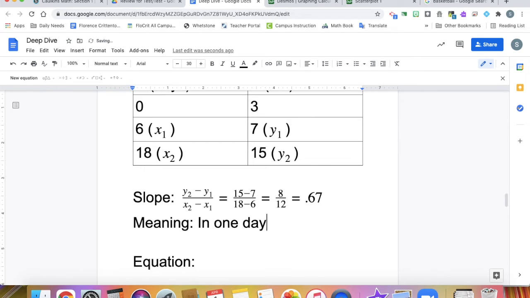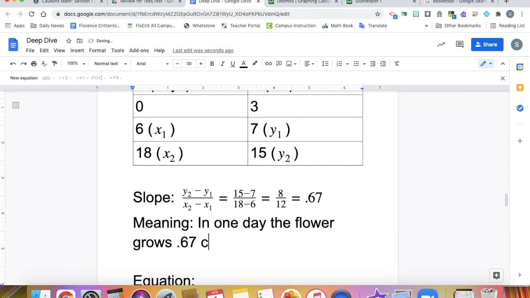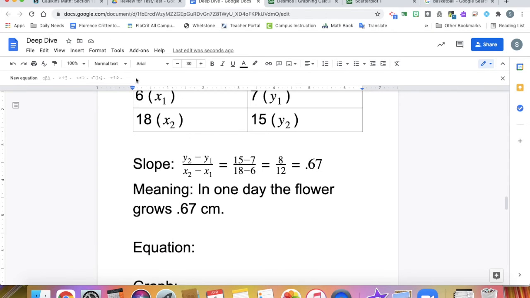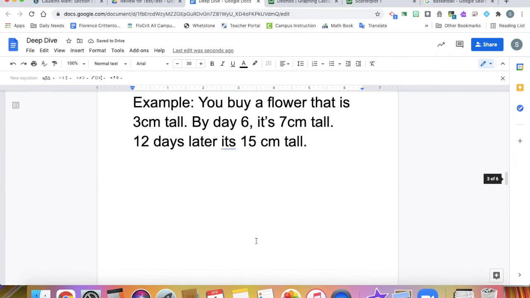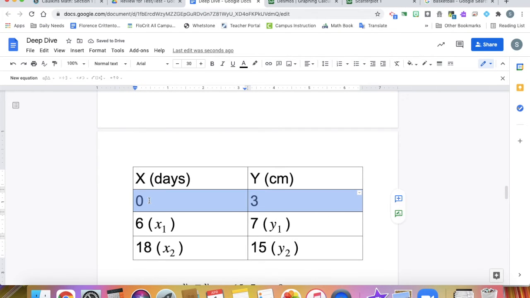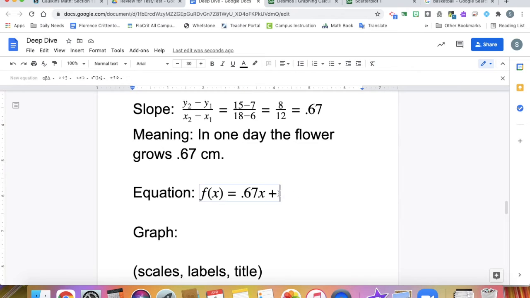In one day, the flower grows 0.67 centimeters. So then if I had to make the equation for this, just so you remember, it's y equals the slope times x, plus the starting amount. And this time the situation did give me the starting amount, saying on day 0 I bought it at 3 centimeters tall. So you do plus 3.